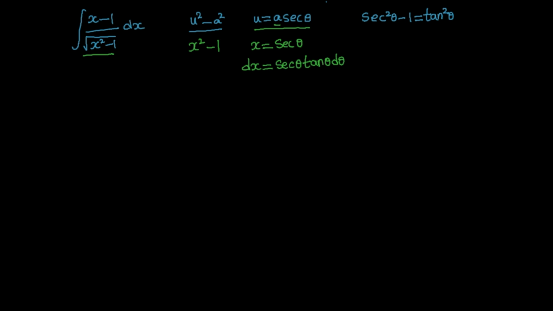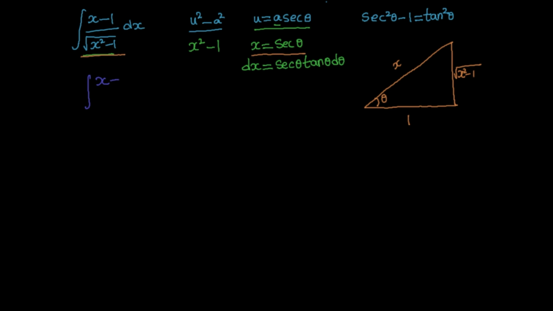And now we'll not forget to draw the reference triangle. So let's draw the reference triangle, and let's take this as theta, and we know x is equal to secant theta, so the hypotenuse will be x and the adjacent side will be 1, and the opposite side will be root of x square minus 1 using Pythagoras theorem.